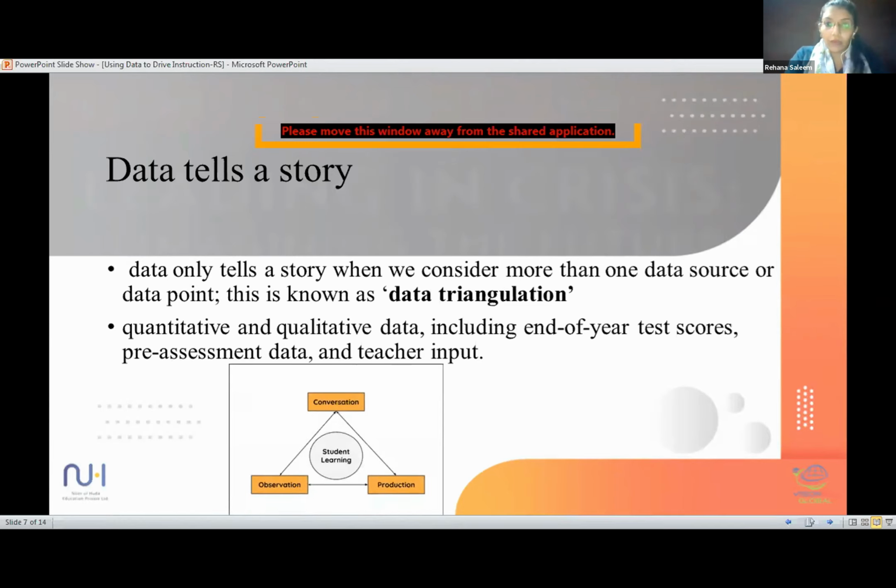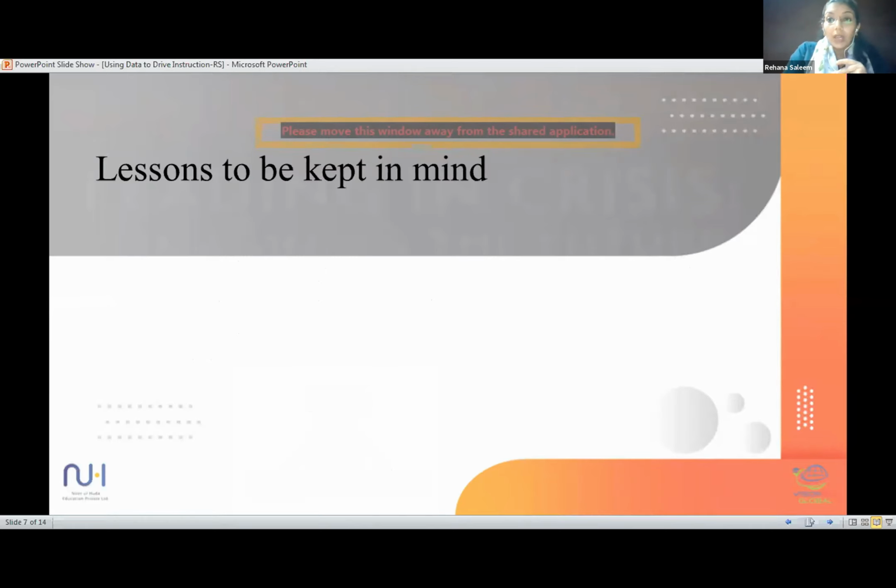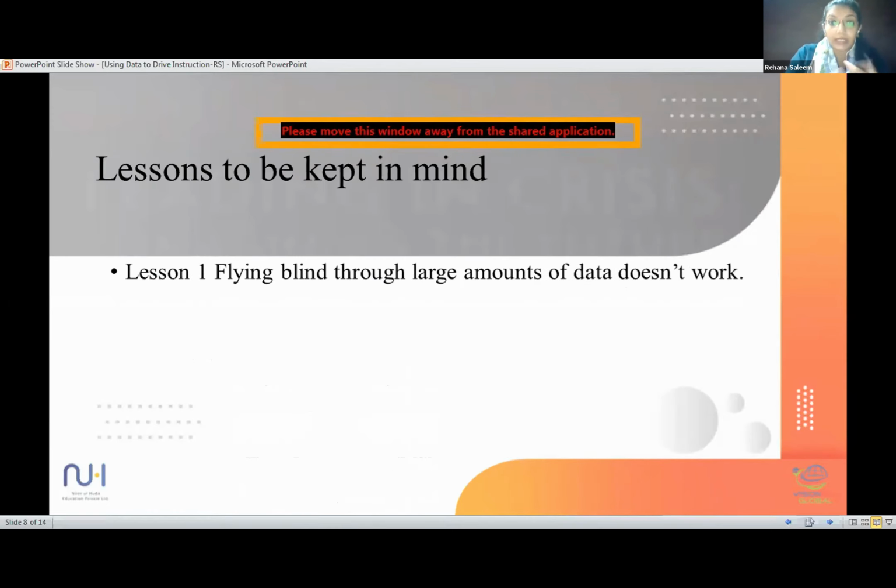And so when we're talking about student learnings, of course the conversation, as I mentioned, we talk to the children, we talk to the parents, we observe them, and then the production. So what is the production? It is the tangible data that we have in hand, like their result sheets or test papers, the quizzes they perform, the classwork and everything. Okay. But there are some lessons that as teachers we need to keep in mind. Okay, what are those lessons?